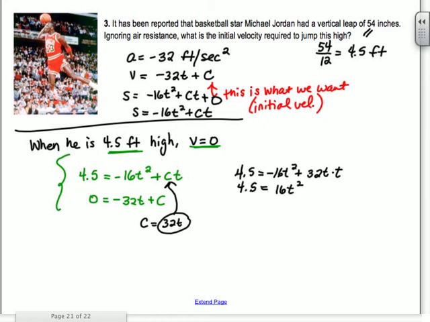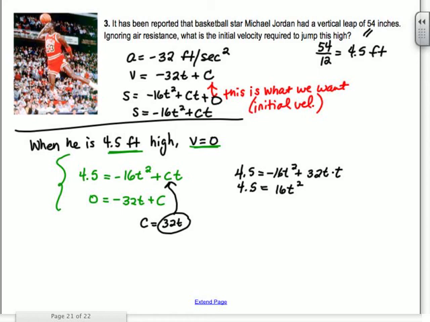So this is kind of tricky because I think you might have had a little bit of trouble coming up with the two equations. So always think about all the different things you know. You know acceleration, you know at that point when he's 4.5 feet high in the air, his velocity is 0. You know all these different things, so think how they're related to acceleration, velocity, and position.